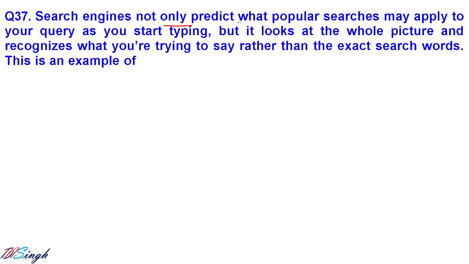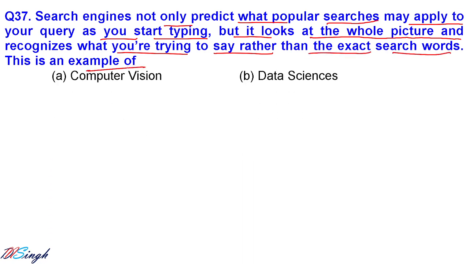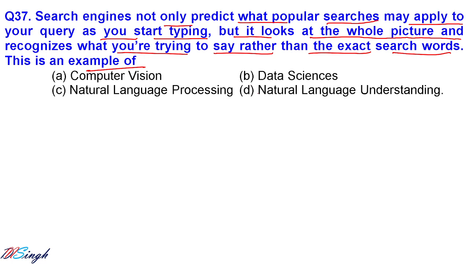Search engines not only predict what popular searches may apply to your query as you start typing, but look at the whole picture and recognize what you are trying to say rather than exact search words. This is an example of natural language understanding. Actually, the search engine goes one step ahead and tries to understand what the person is going to say, and as per that it also gives a predictive string: do you want to search this one?